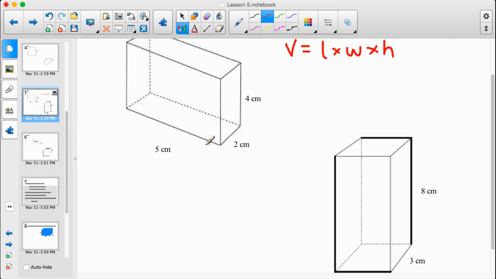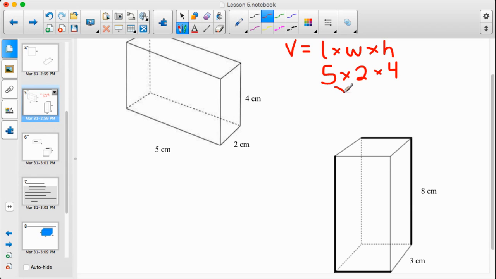The length we usually think of as the long side that's touching the bottom. So I'm going to plug in 5 for the length. The width is the other part on the bottom that's usually shorter, but not always. And that's a 2. And then the height is how tall it is right up here, and that's 4. So I plugged in all my numbers. Now all I have to do is solve it.